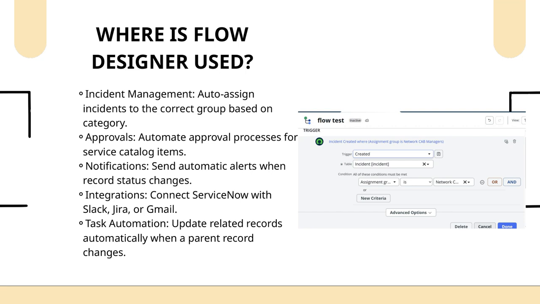It automates approval processes for service catalog items, saving time and reducing manual work. We also see Flow Designer in notifications, where it can send automatic alerts whenever the status of a record changes, keeping everyone informed without extra effort.